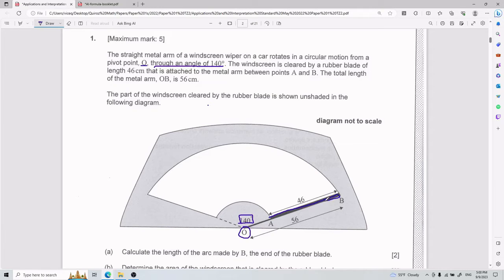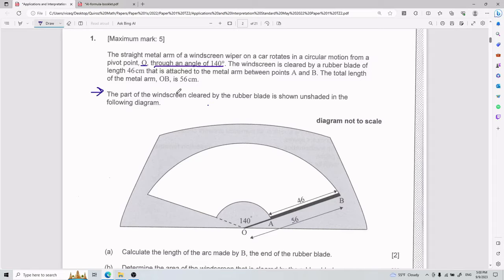So this is the rubber blade, right? That has a length of 46. And that is attached to a metal arm between points A and B. The total length of the metal arm OB is 56. So that is 46, and the whole thing, as the diagram shows, is 56. All right, so you always want to do that just to make sure that all the information on your diagram is where it's supposed to be. We understand the context, stuff like that.